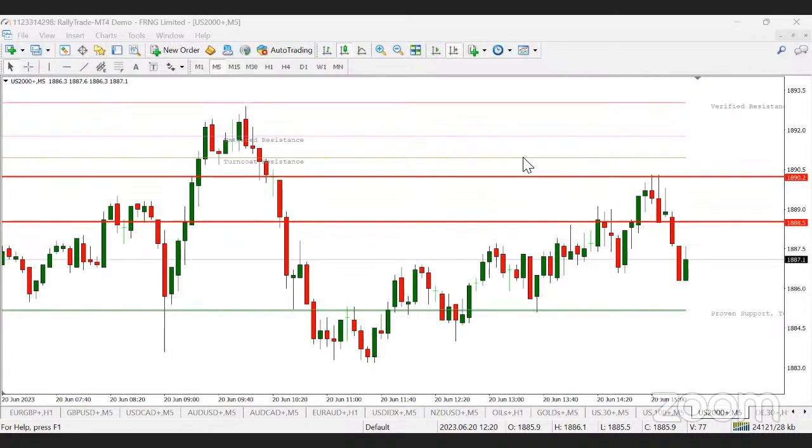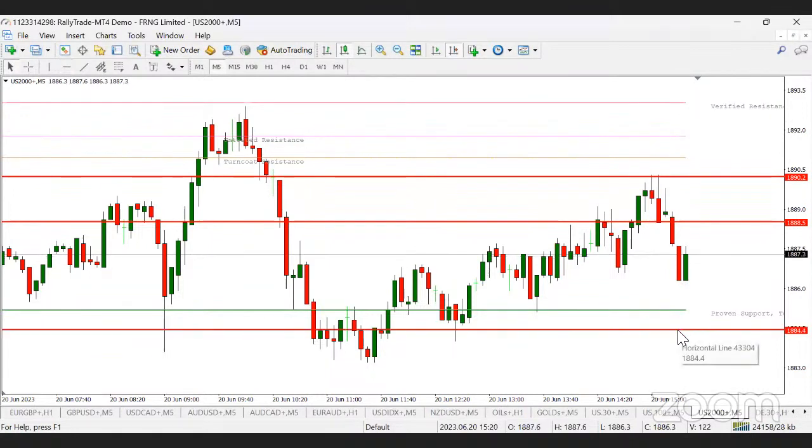Okay, all right, so that is that for that. And for US 2000, it is currently bouncing off from a proven support. So I'm going to be going in for a further buy on US 2000. But please do well to set up a stop loss for US 2000. Always do that.